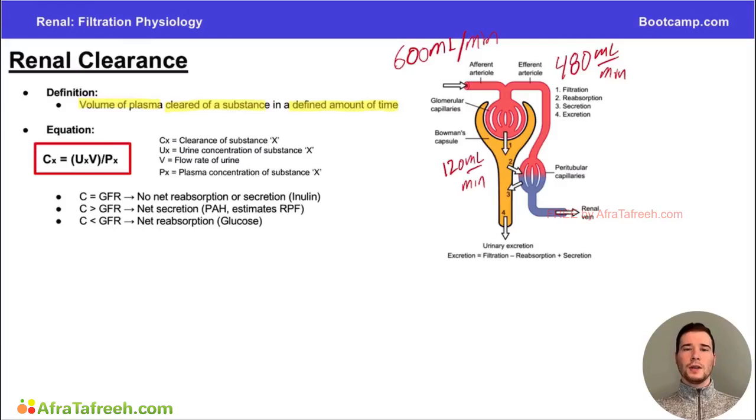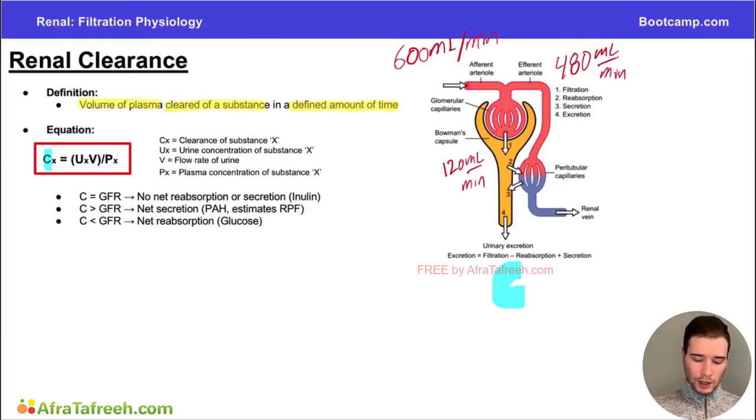The equation they'd like you to know for this is C equals U times V over P. So what does that mean? C is the clearance of a substance. Remember, when we say we clear a substance from the body, that we actually excrete it. It leaves in the urine. It goes into the kidneys, it gets filtered, and then it leaves overall. The blue highlighter is essentially talking about our term C, which is excreted from the body.